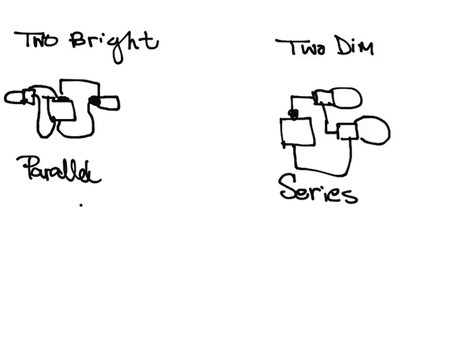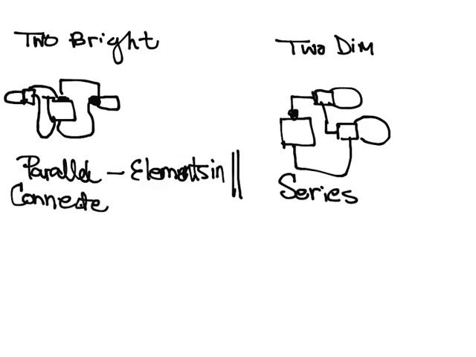Now, there are all sorts of complicated combinations that would be in parallel or series, but to generalize them, elements that are in parallel are connected, I'm going to say elements in parallel, and I'm just going to write two lines to mean parallel, are connected to each other at both ends.